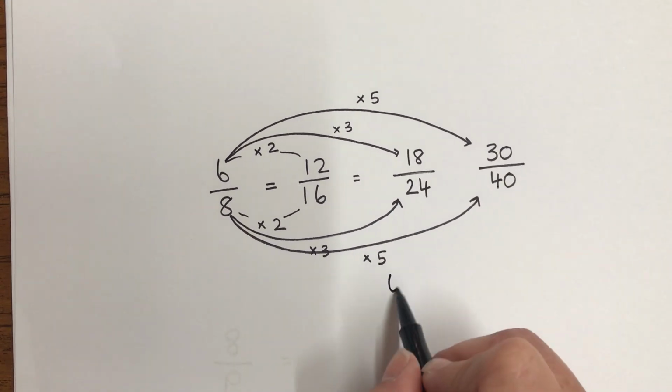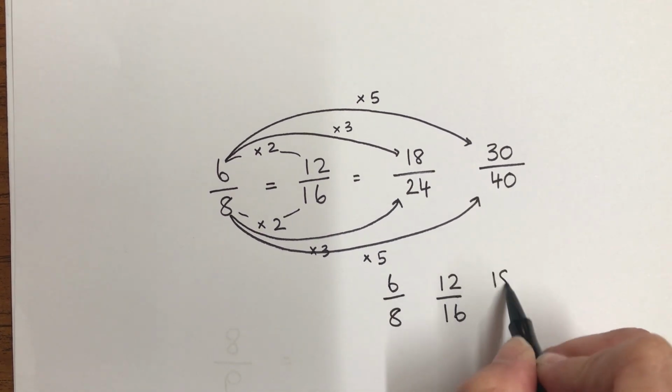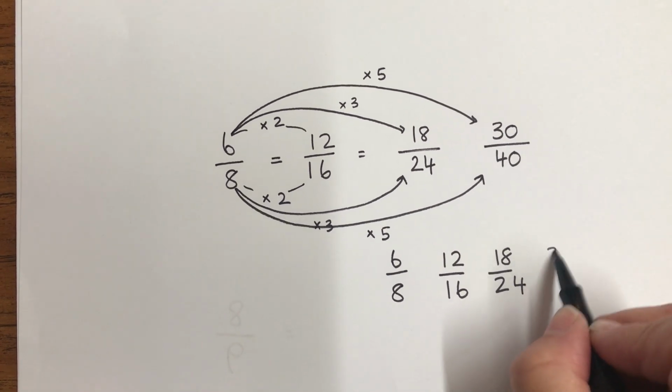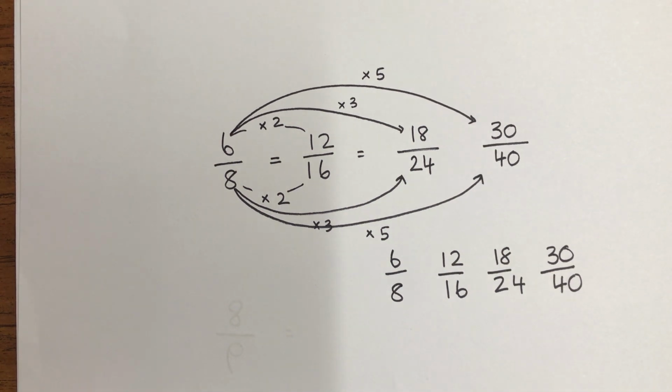So 6/8, 12/16, 18/24, and 30/40 are all equivalent fractions.